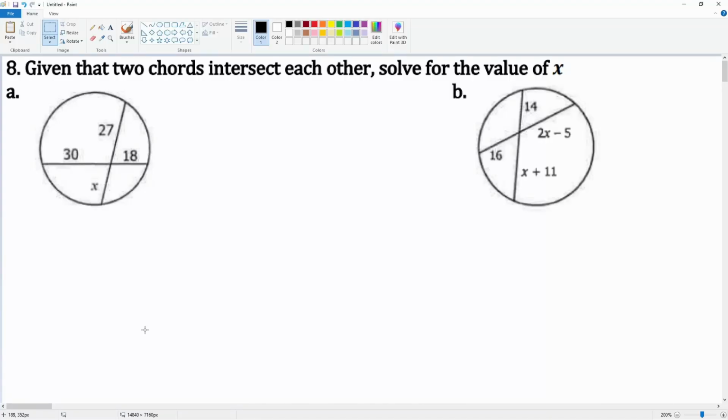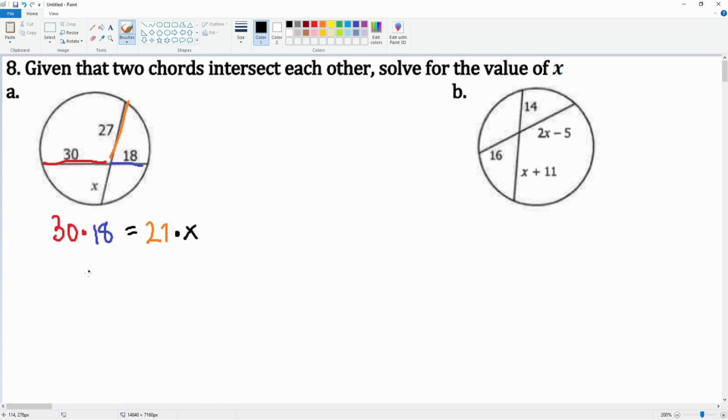Number 8, so given the two chords intersect each other, you're going to solve for the value of x. Well, the fact that the chords are intersecting each other, something very unique happens, okay? We can now do this part. This part, which is 30, in red, if we multiply that to this part of that chord, which is 18, that's going to be equal to this 27 times this x. Okay, the reason why is because the chords are proportional to each other, right?